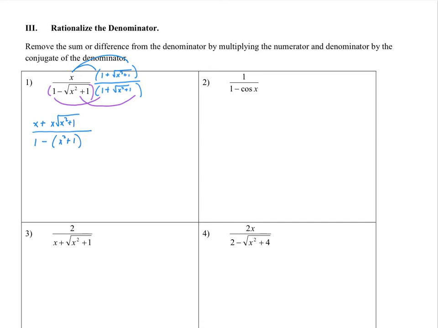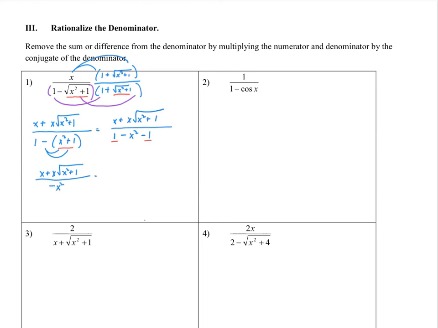We should make sure we remember that root x squared plus 1 times root x squared plus 1 is equal to x squared plus 1. Now in the denominator we can distribute this negative. We will get x plus x times the square root of x squared plus 1 divided by 1 minus x squared minus 1. Now in the denominator we have like terms that we can combine. So we have x plus x times radical x squared plus 1 divided by negative x squared.